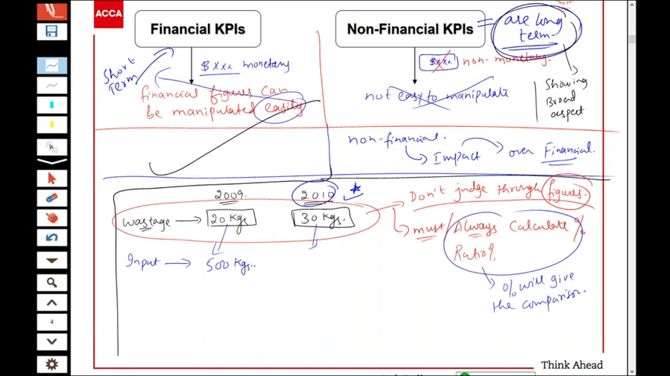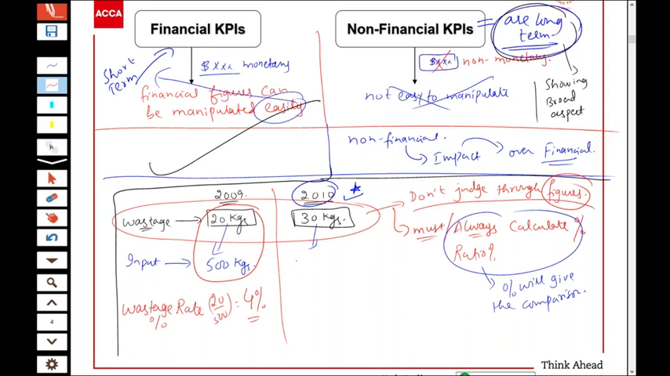That means something out of something. If 20 kilograms were wasted, we do not need to calculate the waste, we need to calculate the wastage rate. Rate means percentage. So 20 over 500 gives me 4%. That means 4% of the material was wasted.